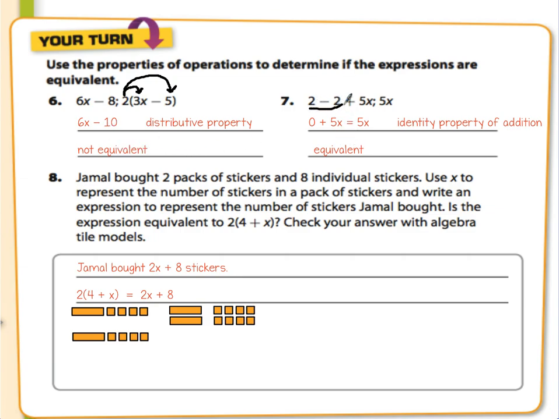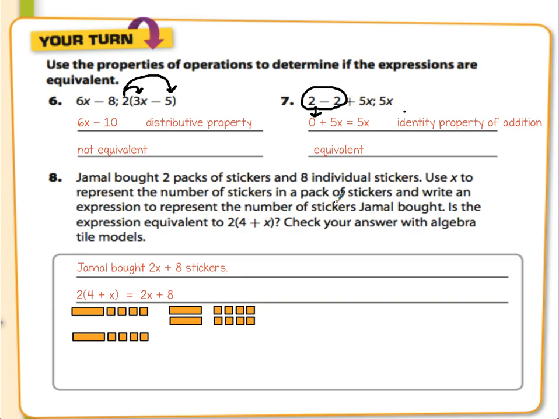Here, the 2 minus 2 would give you 0. 0 plus 5x. Any number plus 0 allows the number to stay the same. That's the identity property of addition. So 0 plus 5x tells us that 5x and 5x are going to be equivalent. So yes, these two expressions are equivalent.